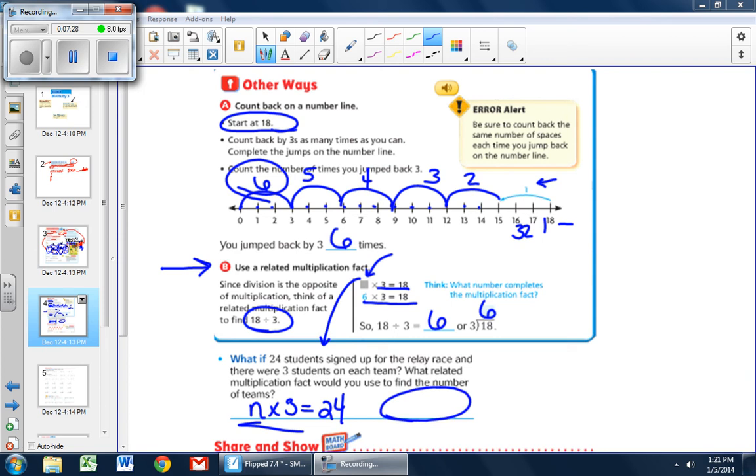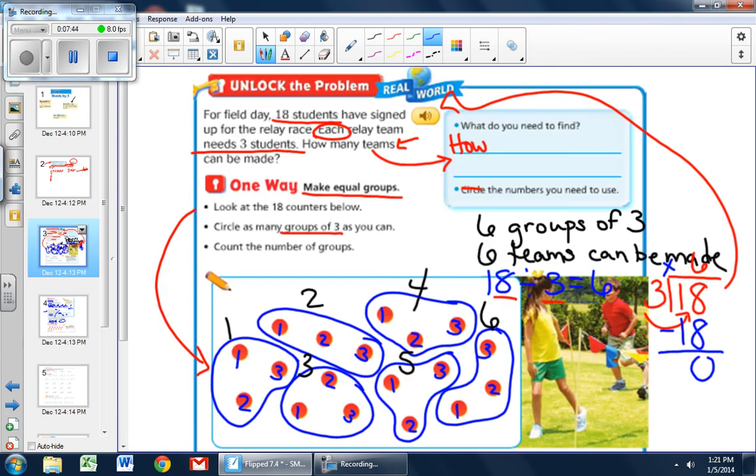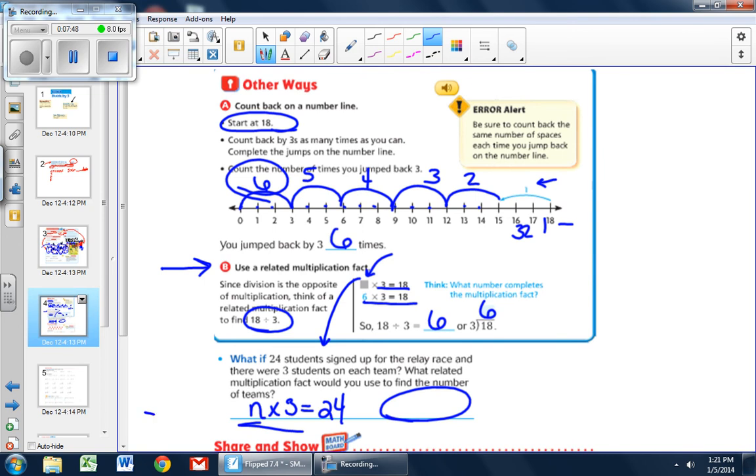So now it's your turn to do some on your own. Go ahead and on the bottom of page 266 is your show and share. You're going to circle groups of 3 to find 12 divided by 3. So just like we did on the page before where we circled groups, that's what you're going to do on your first show and share problem. Okay? And then it has find the quotient using facts that you should already know.